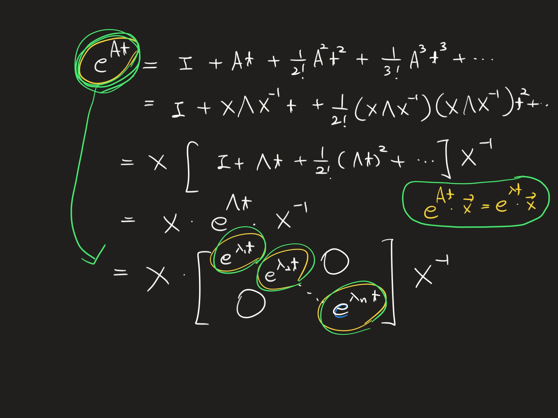So now we did the eigen decomposition for the matrix e to the at. This is the eigen decomposition of e to the at.